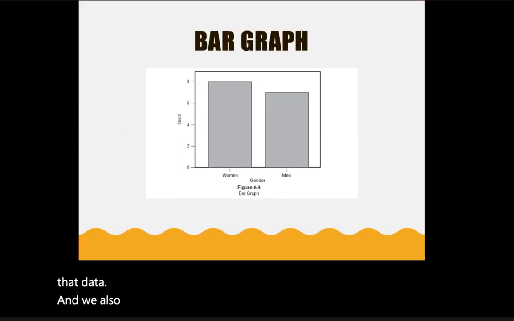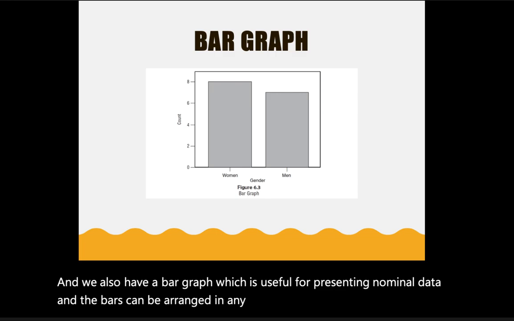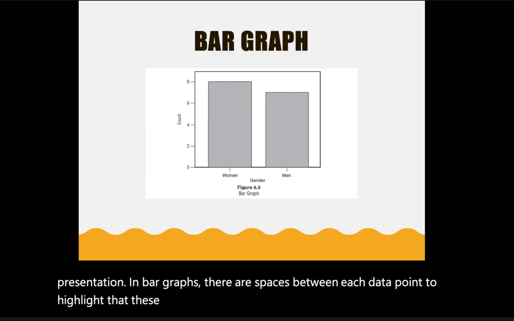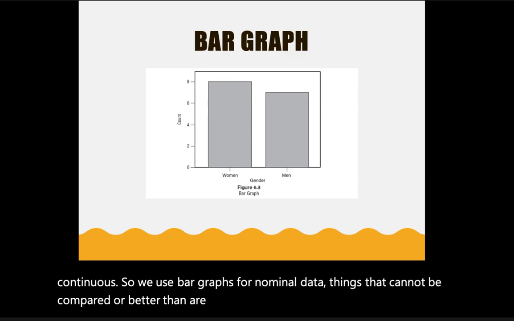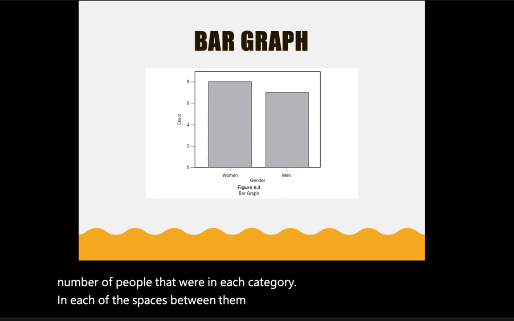And we also have a bar graph, which is useful for presenting nominal data, and the bars can be arranged in any order for the data presentation. In bar graphs, there are spaces between each data point to highlight that these items are nominal or categorical instead of continuous. So we use bar graphs for nominal data, things that cannot be compared as better than or worse than, but rather just showing the number of people that were in each category, and each of the spaces between them indicates that these are separate categories.